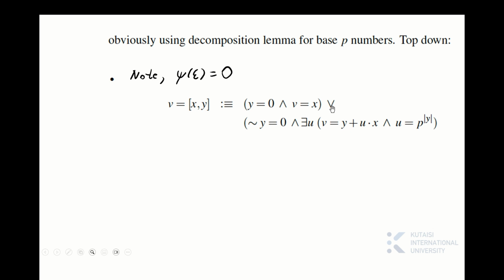This is possible. Or y is not 0 and there exists u such that v is y plus u times x, and u is the power of y. This is all there is. What's the problem? Why is it not finished? This is a string. So what I'm claiming is that this is a string in the language of natural numbers, which is true if and only if v is a concatenation of x and y. But the problem is that not everything that I wrote down here is allowed in the language of natural numbers. What is not allowed, for example?